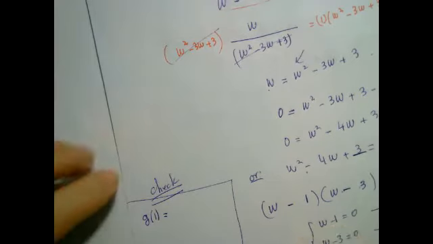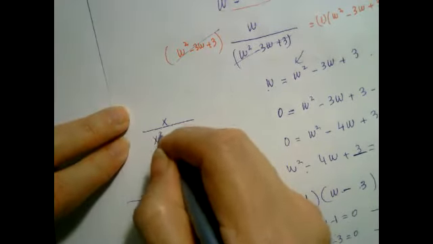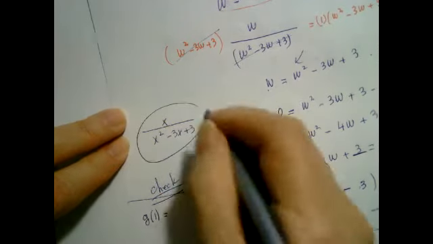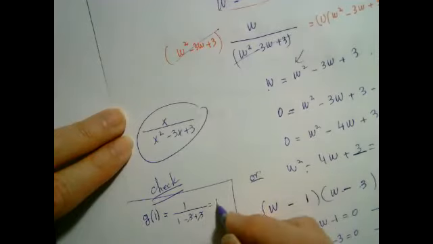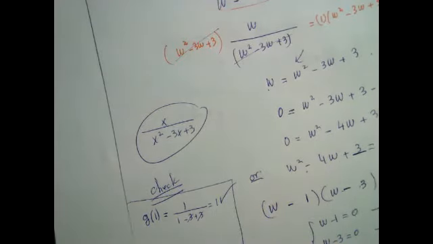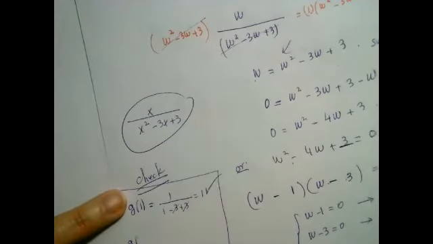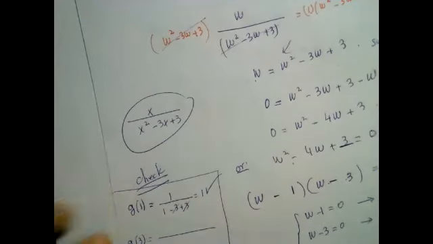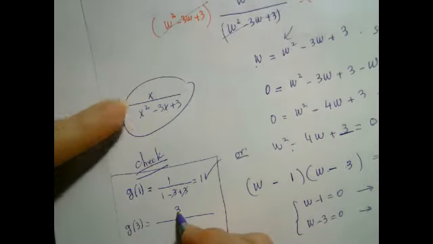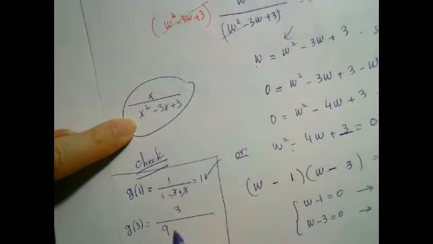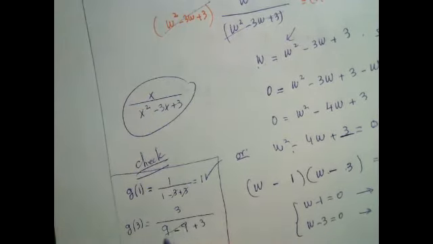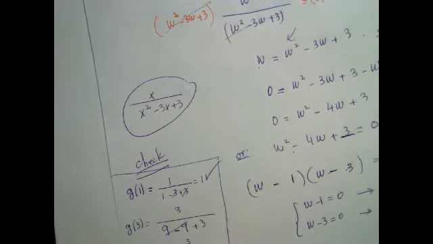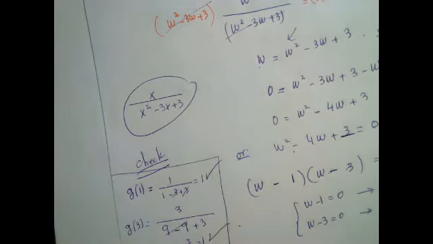And what's g of 1? The function is x over x squared minus 3x plus 3. If I plug in 1, I will have 1 over 1 minus 3 plus 3. Minus 3 plus 3 cancel, I get 1. So 1 is a correct value. Now, is 3 a correct value? I plug in 3. I get 3 over 3 squared minus 3 times 3 plus 3. Plus 9 minus 9 cancel. I will have 3 over 3, which is equal to 1.